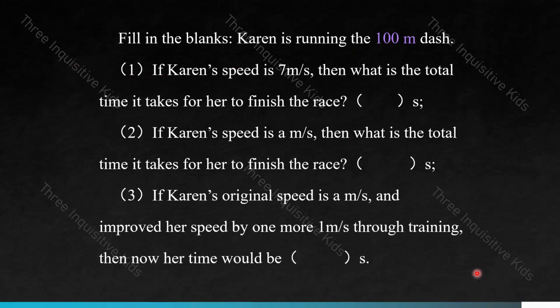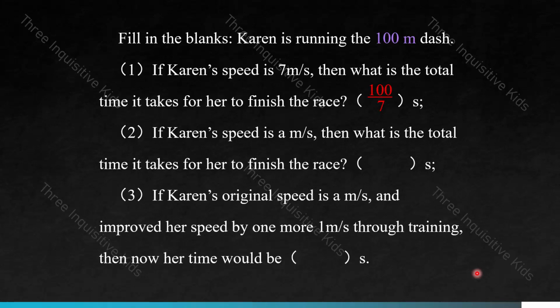Let's fill in the blanks. Karen is running the 100-meter dash. If Karen's speed is 7 meters per second, then what is the total time it takes for her to finish the race? If Karen's speed is a meters per second, where a is the variable, then what is the total time it takes for her to finish the race? And if Karen's original speed is a meters per second and improved her speed by 1 meter per second through training, then now her time would be blank s. Now pause the video and try to use the distance, time, speed formula to help you solve.